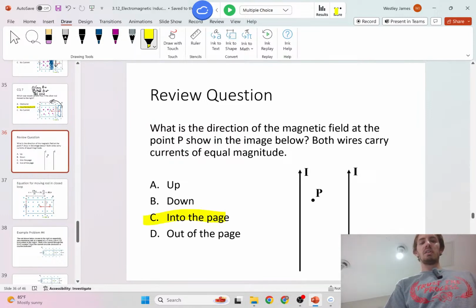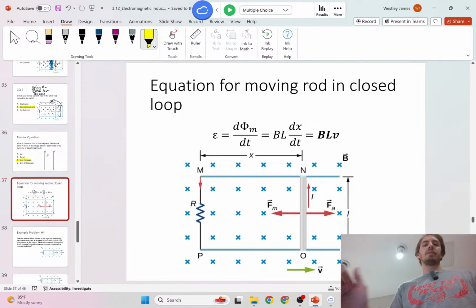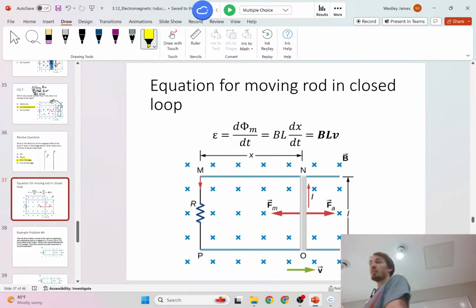Otherwise, feel free to look at this later, but I'll just put the answer so you have that. Okay, so we did all the conceptual. Which way is the current going to flow?